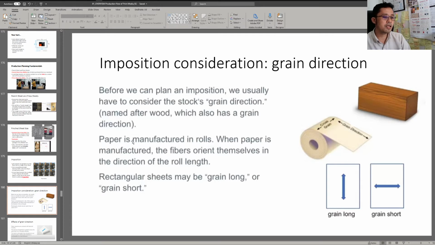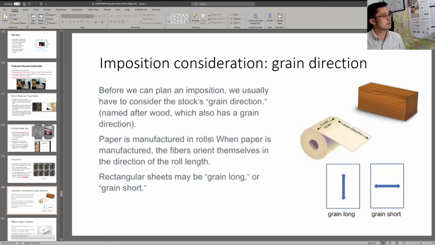Okay, paper is manufactured in rolls. Kertas ni dihasilkan bukan dalam bentuk helaian tapi roll kertas. So many of you will be asking, cik, macam mana kertas dibuat? I have one video here, Faiz. I have one video.